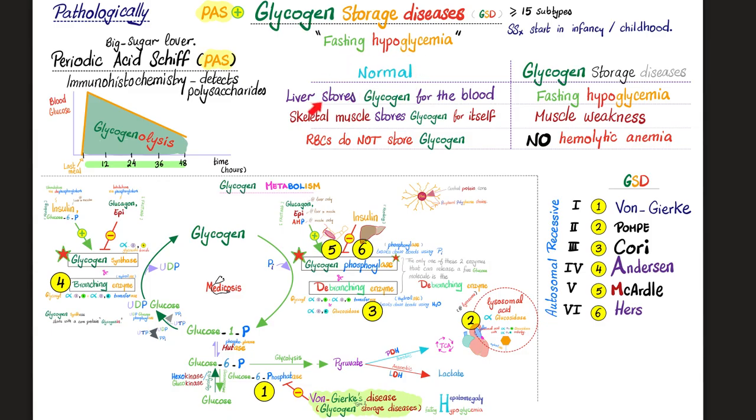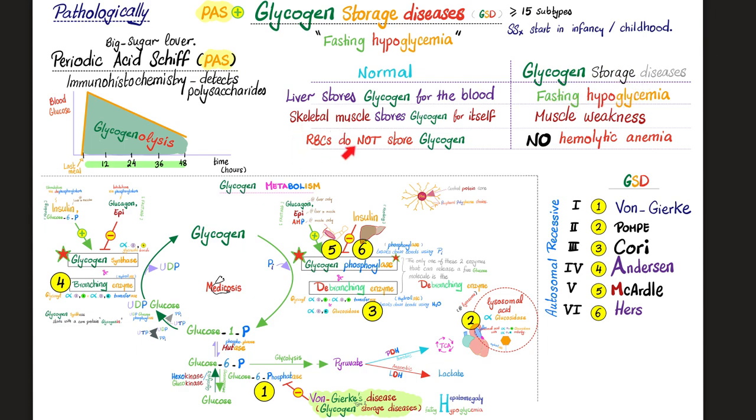What's the normal? The liver stores glycogen for the blood. What's the abnormal in these glycogen storage diseases? Fasting hypoglycemia. What's the normal? The skeletal muscle stores glycogen, and this glycogen is only for the muscle. The muscle is egotistic. So therefore, glycogen storage diseases that affect the muscle will lead to muscle weakness because the muscle cannot utilize glycogen as a source of energy for itself. But the diseases that affect the muscles only, like McArdle disease, usually do not have fasting hypoglycemia.